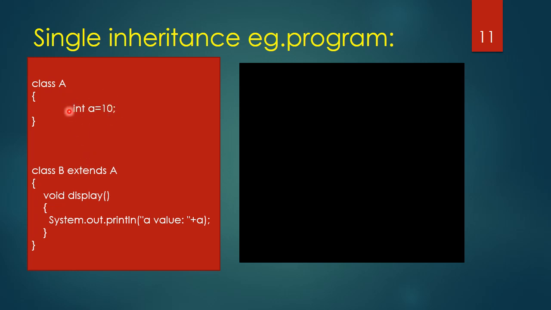So the A property, that is a equals to 10, is available logically in class B, meaning B can get all values of class A. That is the reason why, without declaring a variable in the subclass, we can print the a value.